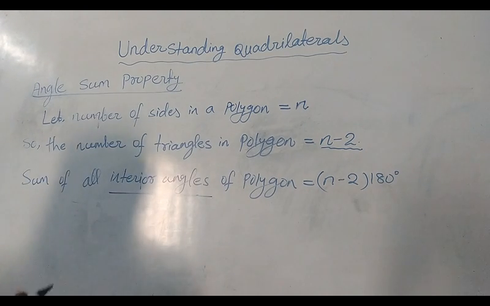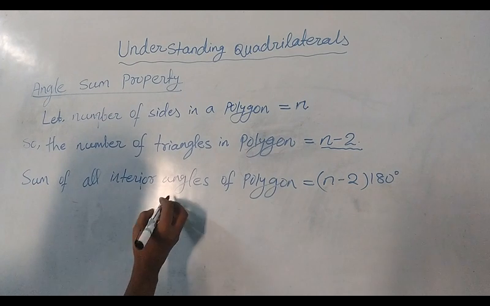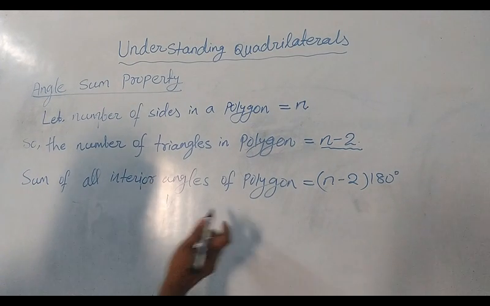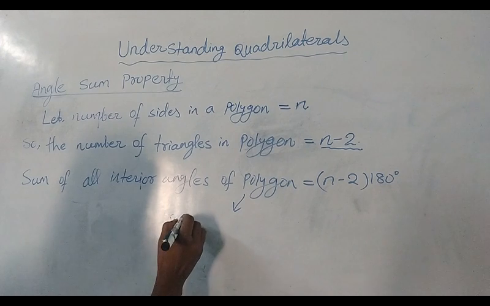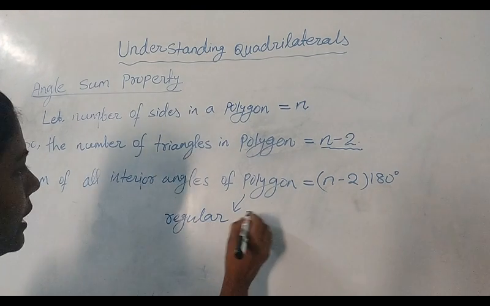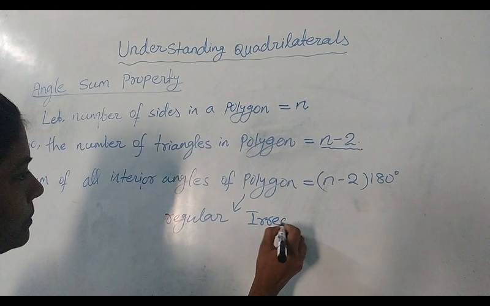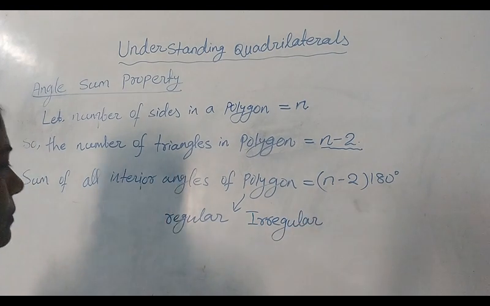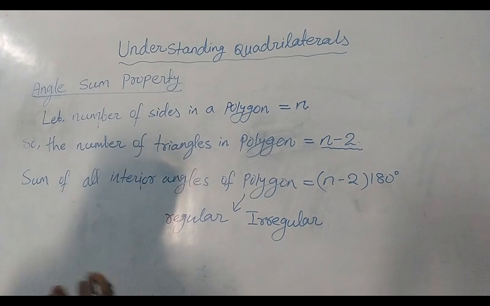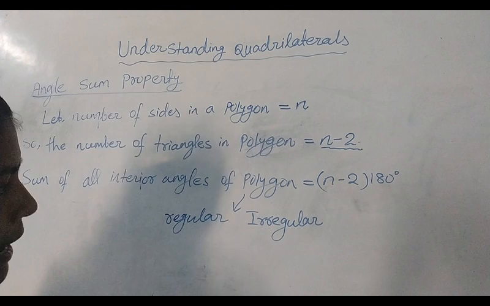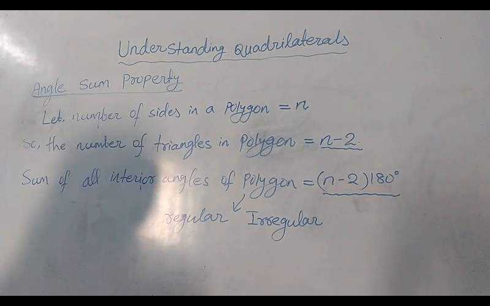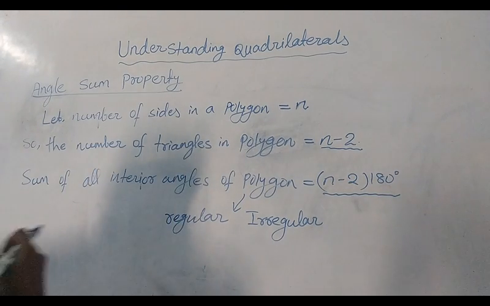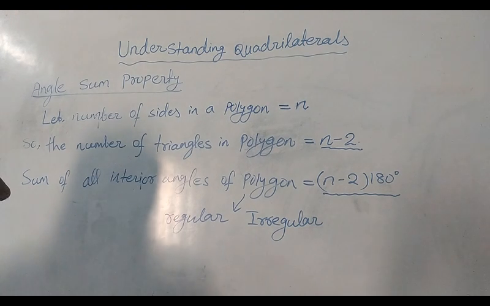We can calculate only interior angles with the help of this formula, and this formula is true for every type of polygon. The polygon can be regular and it can also be irregular. So whether the polygon is regular or irregular, every time the sum of all interior angles is given by the same formula, n-2 into 180 degrees.